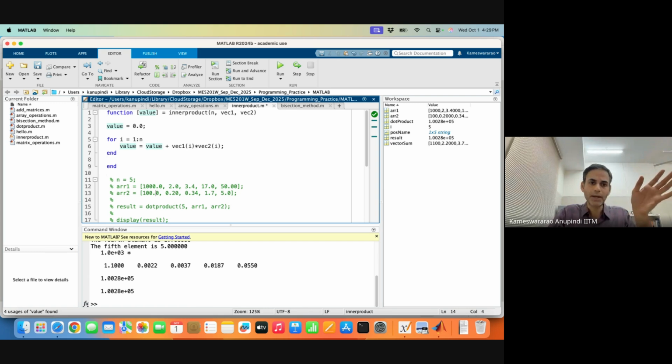Okay, end can end the for loop, end can end the if conditions, and it can also end the function. So we just need to be a little careful. Okay, questions on this? Is this part clear, how to use it?